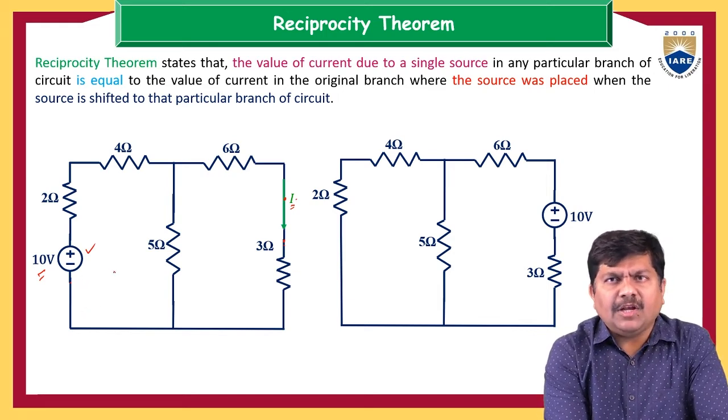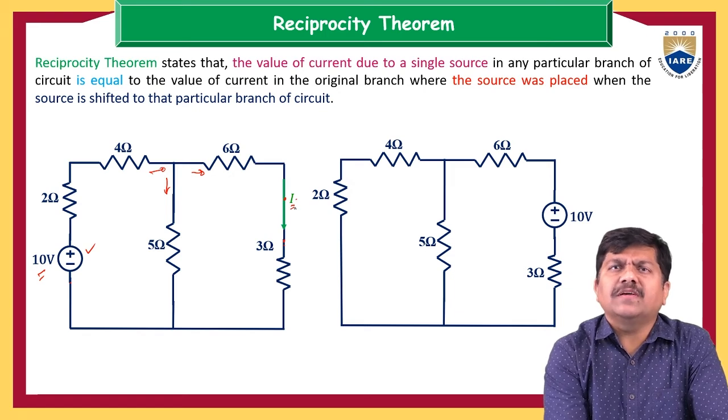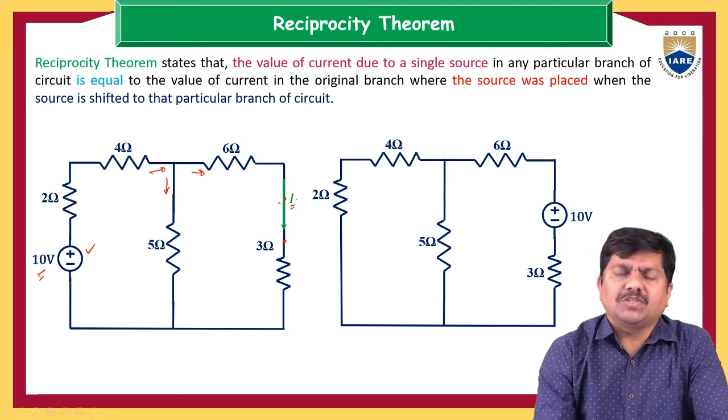If the 10 volt source is active in the electrical circuit, it may drive some amount of current to this particular junction. Here this current may be divided into two parallel paths. How much current is coming into the second loop? That is the response of this 10 volt source, and I am going to examine the response at the 3 ohm resistor, which is the current I. This is about the first circuit.